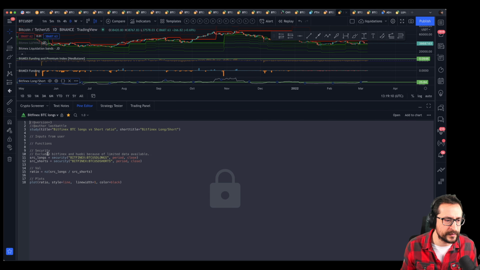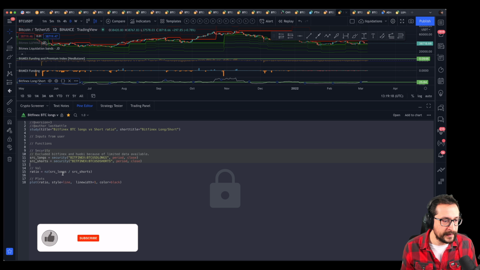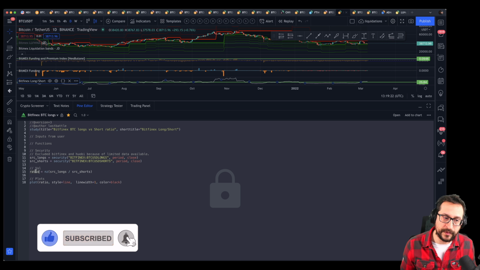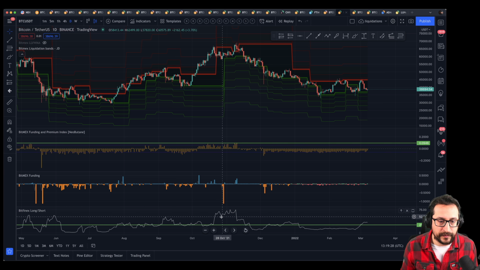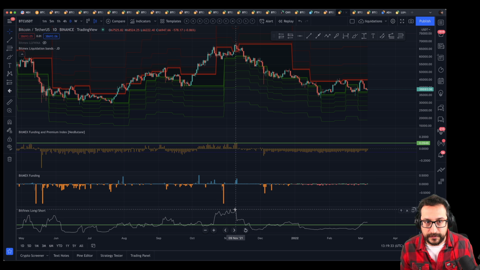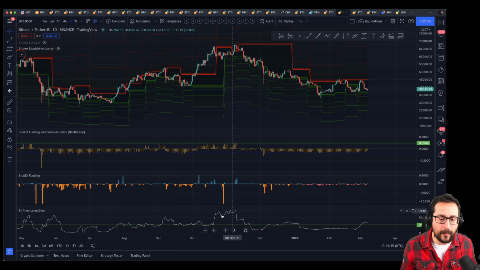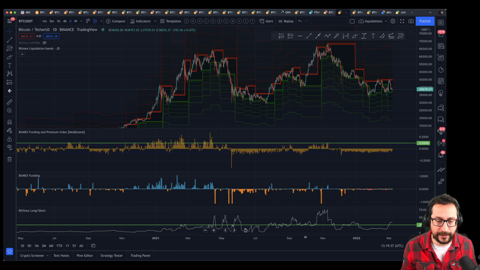You can see the source code here is extremely simple. It's just pulling the data from Bitmex, which they make public via TradingView. And then it's a simple division between the longs and the shorts, which is giving you the ratio. It's as simple as that. And by having this in the chart, you can at all times understand what's the proportion of longs versus shorts. And you're going to ask me, why do I care about that? You care a lot about that.